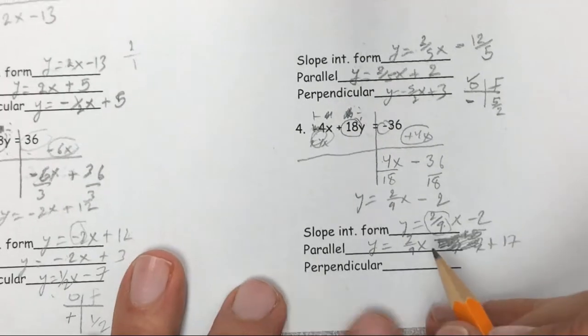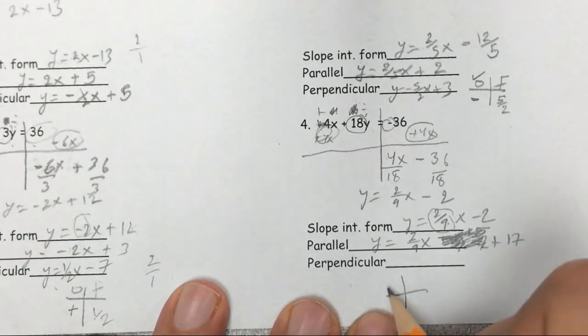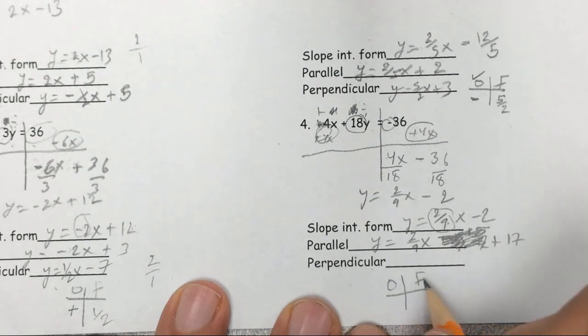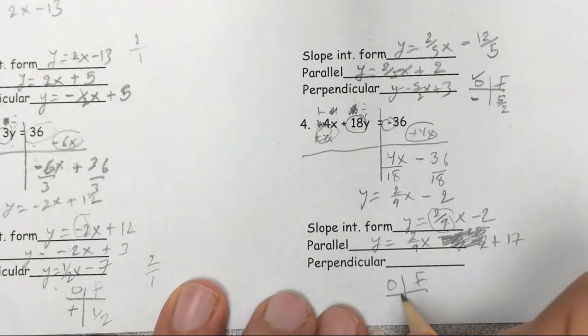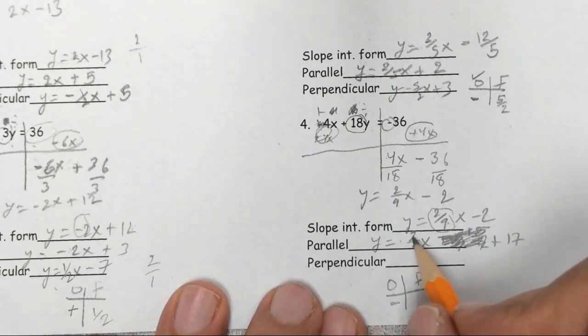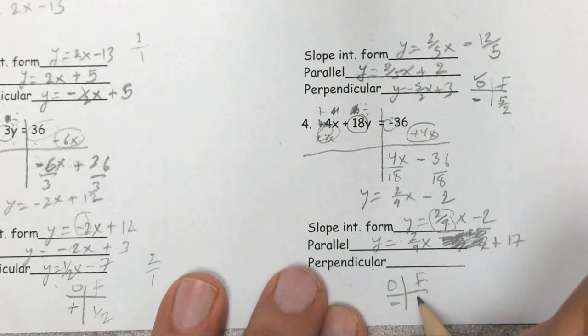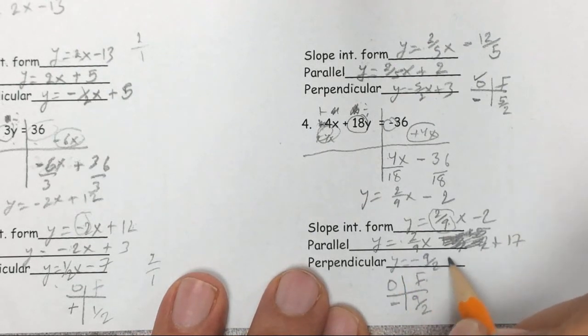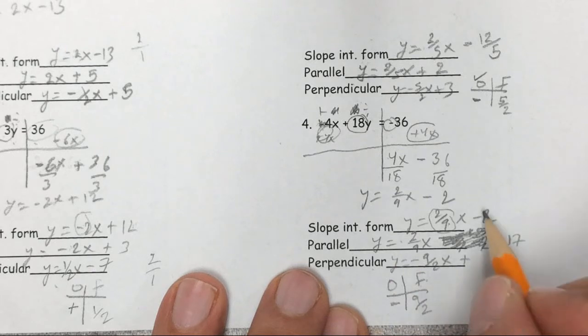As for perpendicular, you can't eyeball that one. That one you need the table, because negative reciprocal means opposite sign and flip. So for this one, you need this thingy right here. This is positive, so opposite of positive is negative. Flip, you take the 2 over 9 and flip it upside down. It becomes 9 over 2. Y equals negative 9 over 2x plus, again, any number as long as it's not 2.